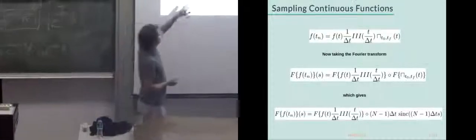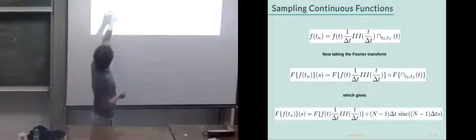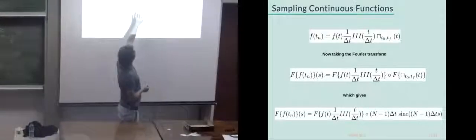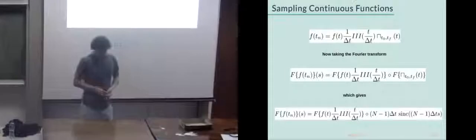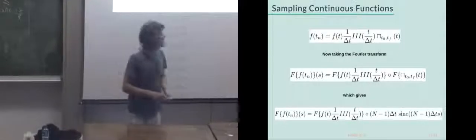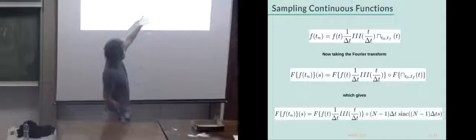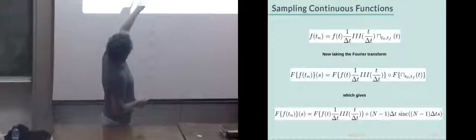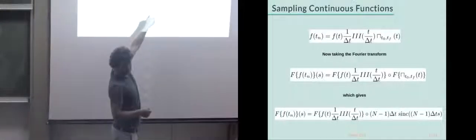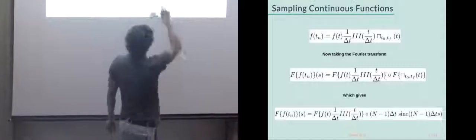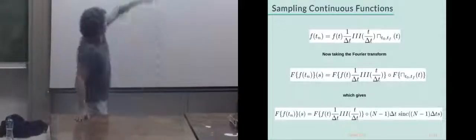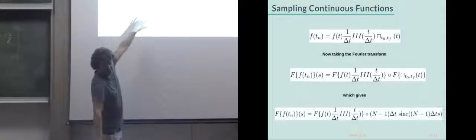If you take the Fourier transform of both sides, here I've utilized the fact that multiplication in the time domain is the same as a convolution in the Fourier domain. To go from that step to that step, I've taken the Fourier transform of both sides, and then used the fact that multiplication in time is the same as convolution in frequency. Can you guys follow that?